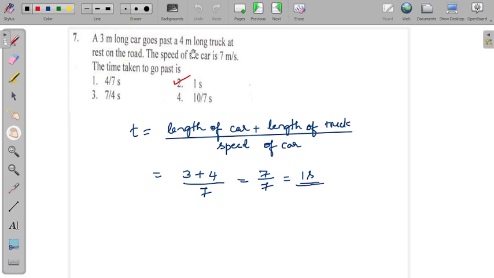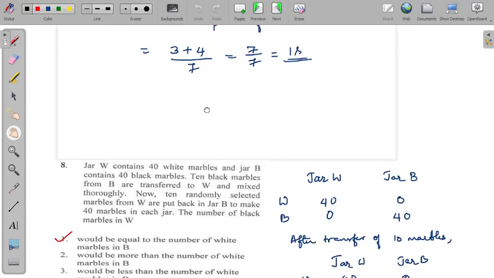Anyway, the truck is stationary right now, at rest on the road, so we just have to consider the speed of the car. So length of the car plus length of the truck divided by speed of the car. This is how we find the time. Length of the car is 3 meters, length of the truck is 4 meters, divided by the speed of the car, 7 meters per second, that gives you 1 second.